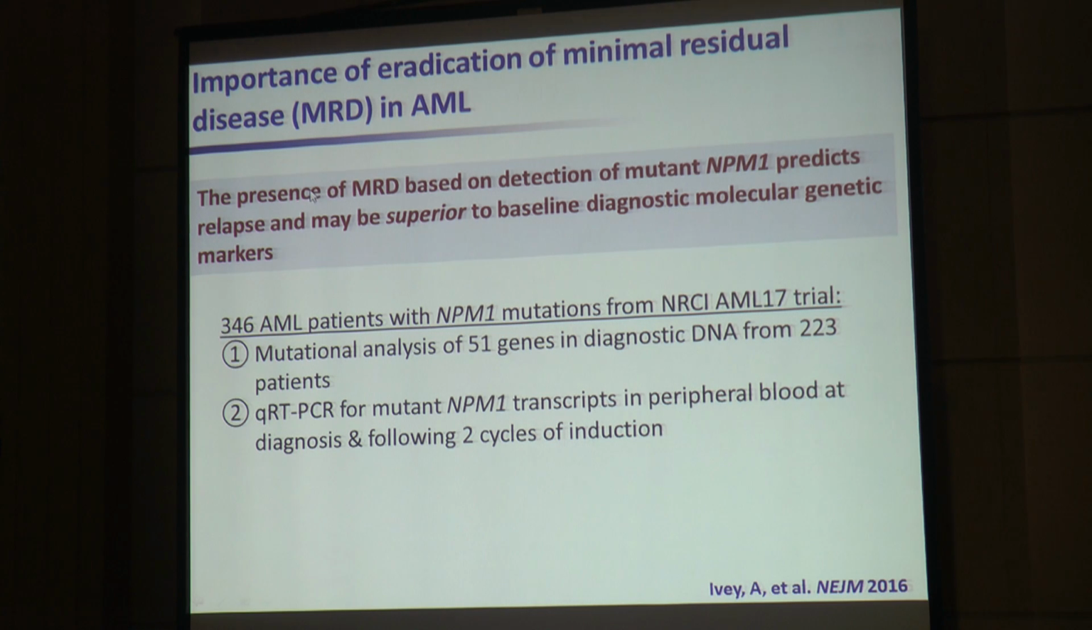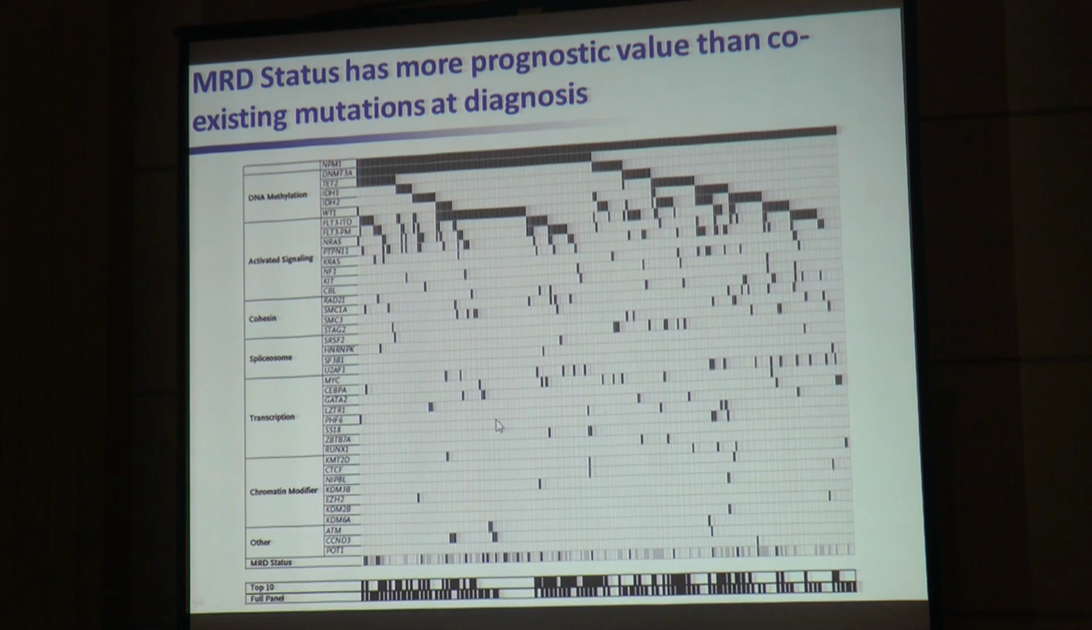So this study was suggesting that the presence of mutations at minimal residual disease, based on detection in this case of mutant NPM1, predicts relapse and is superior to the baseline diagnostic molecular genetic markers. So this was a study from the UK MRC, NCRI AML17 clinical trial, 346 AML patients, all of whom had the NPM1 mutation. They sequenced 51 genes at diagnosis in 223 of the patients, but also did QRT-PCR for mutant NPM1 in the peripheral blood at diagnosis and at the time of morphologic minimal residual disease. And what they found is the following.